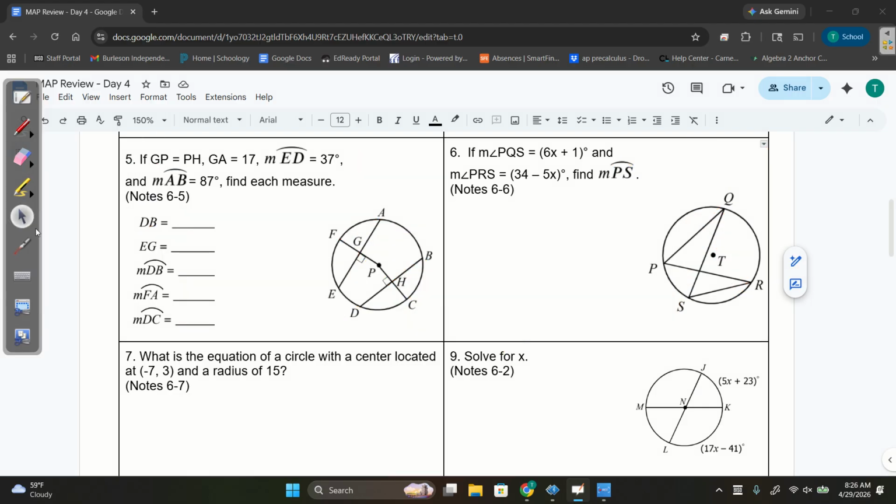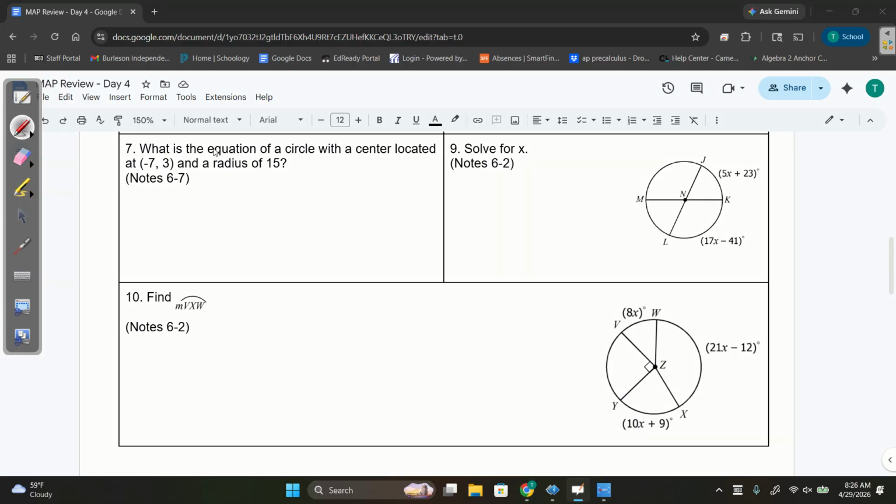Number 7 says, what's the equation of a circle with a center located here and a radius here? The formula for a circle is x minus h squared plus y minus k squared equals the radius squared. H and k are here and here. So let's plug it in. X minus, the h is negative 7, squared, plus y minus the k is 3, squared, equals the radius of 15 squared.